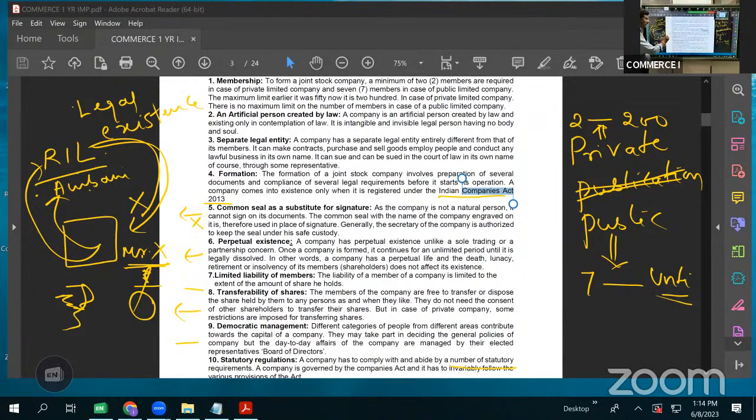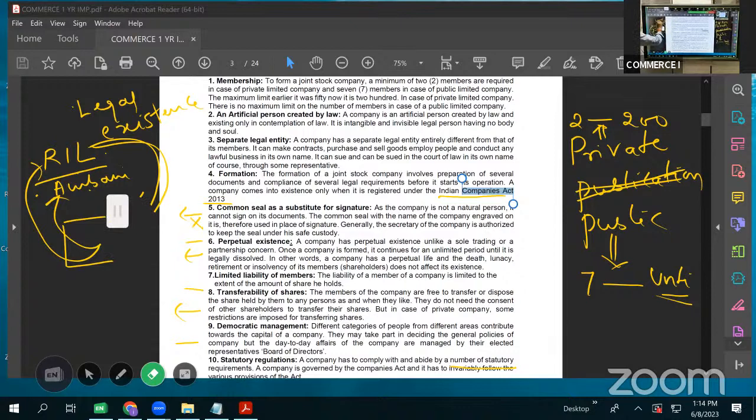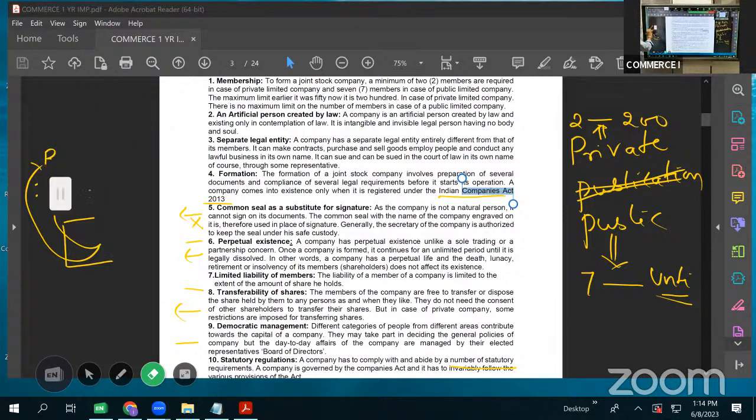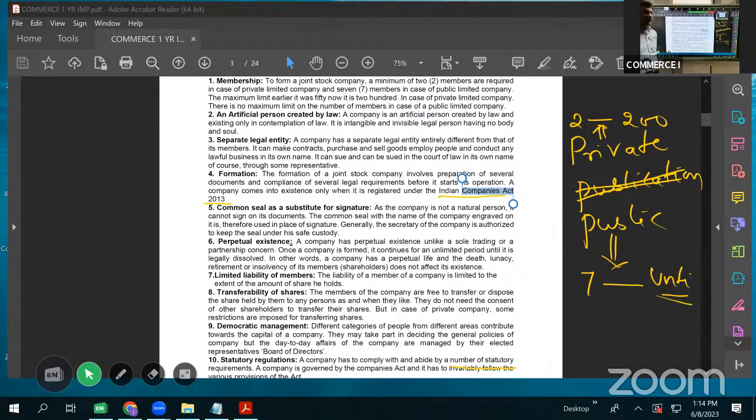Next, perpetual existence. Perpetual means permanent. Perpetual means continuous. Again, remember I told you, in case of a proprietary firm, yesterday I gave that example, the proprietor has started a business and he is continuing the business. But later on, his two children both became engineers and wanted to do a job. So obviously, what will be the fate of the firm? What is the fate of the shop? It has to be closed.